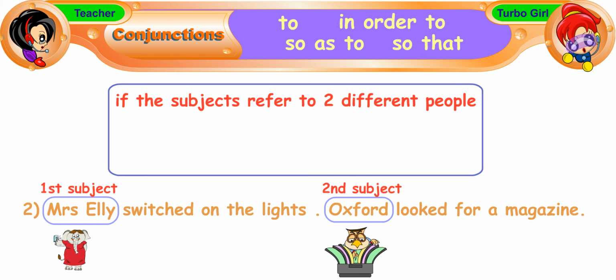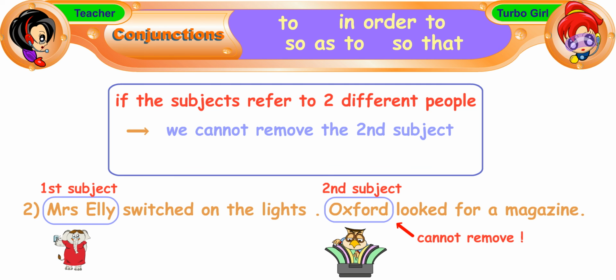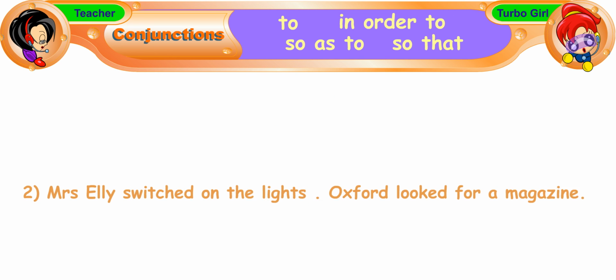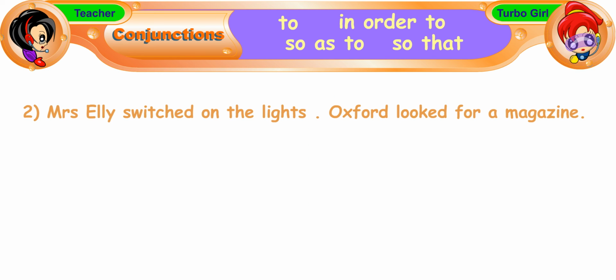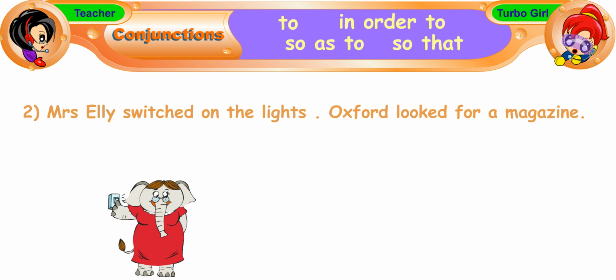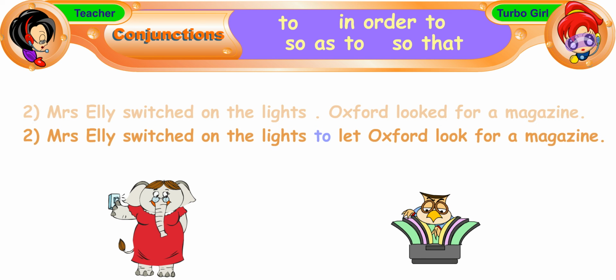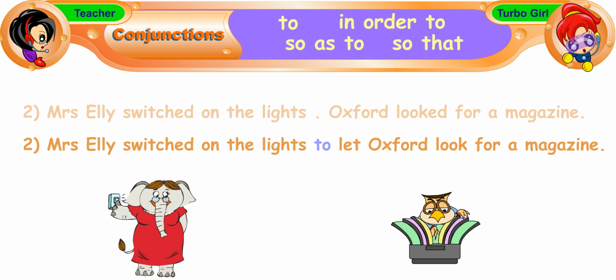If the subjects refer to two different people, then we cannot remove the second subject. In addition, we must add the word let after to. Let's look at the sentences in two. Mrs. Ellis switched on the lights. Oxford looked for a magazine. So we have Mrs. Ellis switched on the lights to let Oxford look for a magazine.